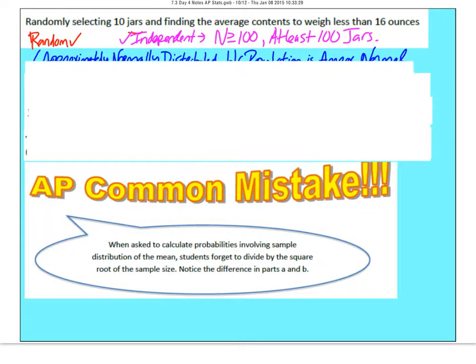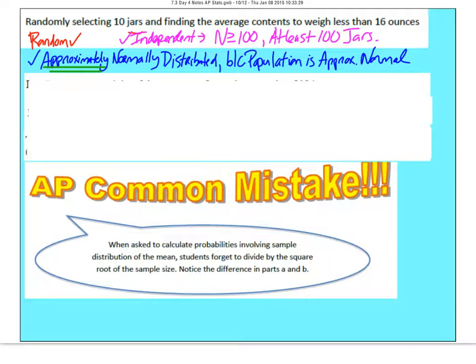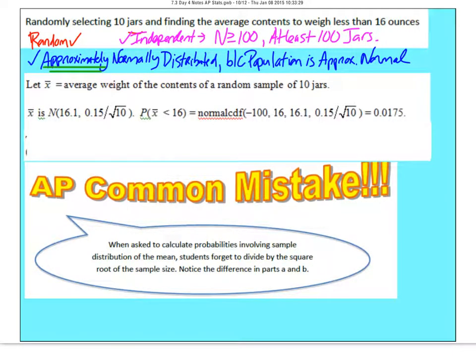So now let's go in and define our variable in this case. The variable here is: let x bar be the average weight of the 10 jars. Remember, we're going to take the 10 different jars, so each jar is an x, x, x, x. Take all those x's and average them up. So based on that, we can go ahead and say x bar is normal. Here's the new mean, here's the new standard deviation. We've clarified that enough. And then what is the probability x bar is less than 16?